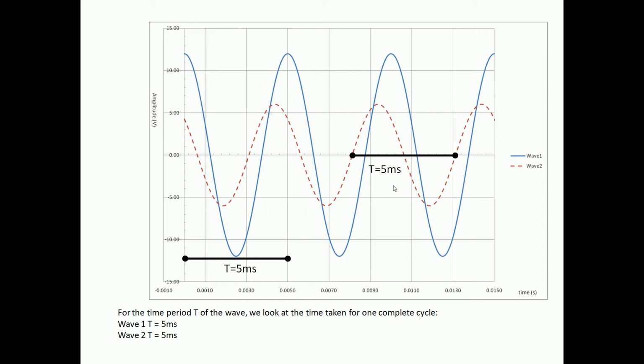Don't worry, the rule is basically show you're working and then you'll get credit for the work you've done. So see, the time period of each wave is actually 5 milliseconds, they're the same.